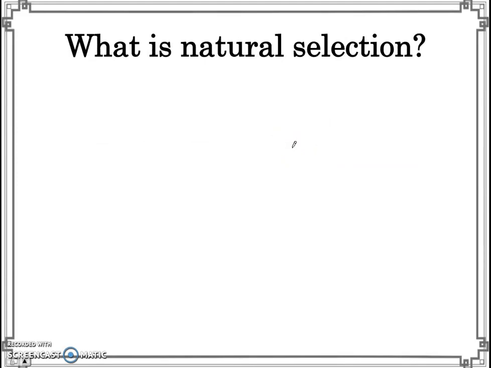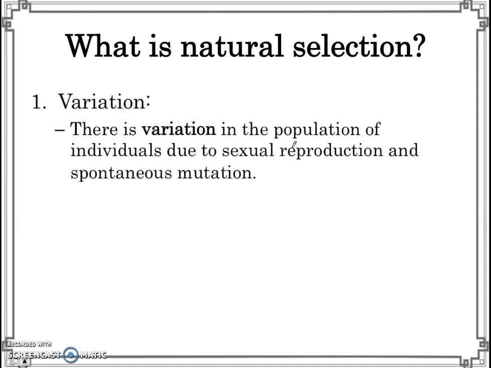Well, it comes in sort of four parts or four statements. And first, for natural selection to happen, you need to have variation. So for example, in the moths, we had dark moths and we had light moths. So first, you need to have variation. So there is variation in the population, and variation arises due to two things, sexual reproduction as well as mutation. We saw how mutation produces new alleles in the last video. So new alleles means variation.